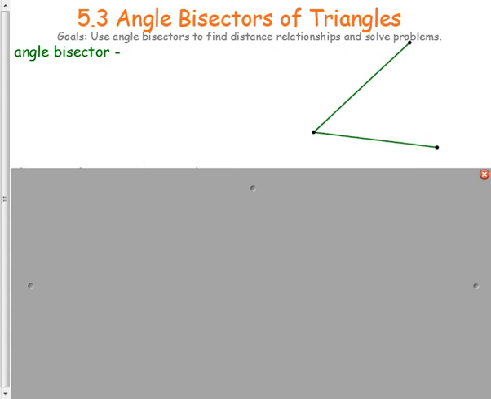Section 5.3, Angle Bisectors of Triangles. So our goal in this section is to use angle bisectors to find distance relationships and solve problems. To review, an angle bisector divides an angle into two congruent angles.